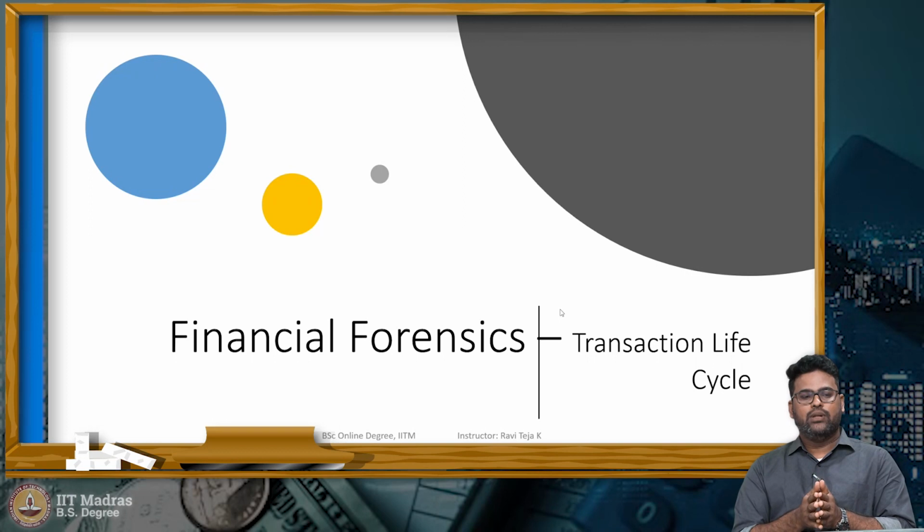Now coming to the forensics part. This is the place where we're going to learn about how different frauds might occur in a particular transaction life cycle and how financial institutions are making use of state-of-the-art machine learning algorithms to fight them. So let's quickly look at what are the types of frauds which might be possible in a transaction life cycle.